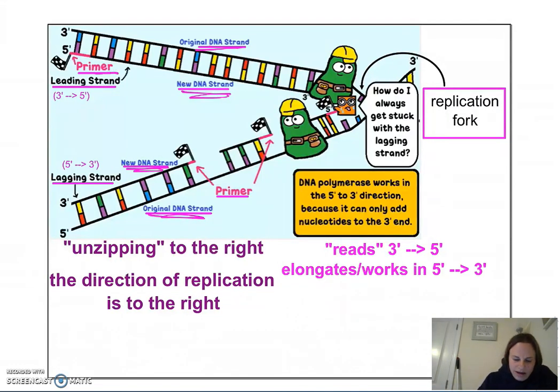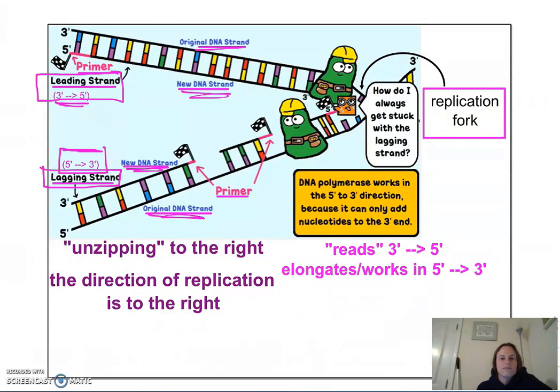You'll notice that we have what's called a leading strand and a lagging strand, where the leading strand is in the 3' to 5' direction, and this lagging strand is in the 5' to 3' direction. That's going to be important when we discuss the action of DNA polymerase. DNA polymerase is the enzyme that's going to add nucleotides to our original DNA strand.